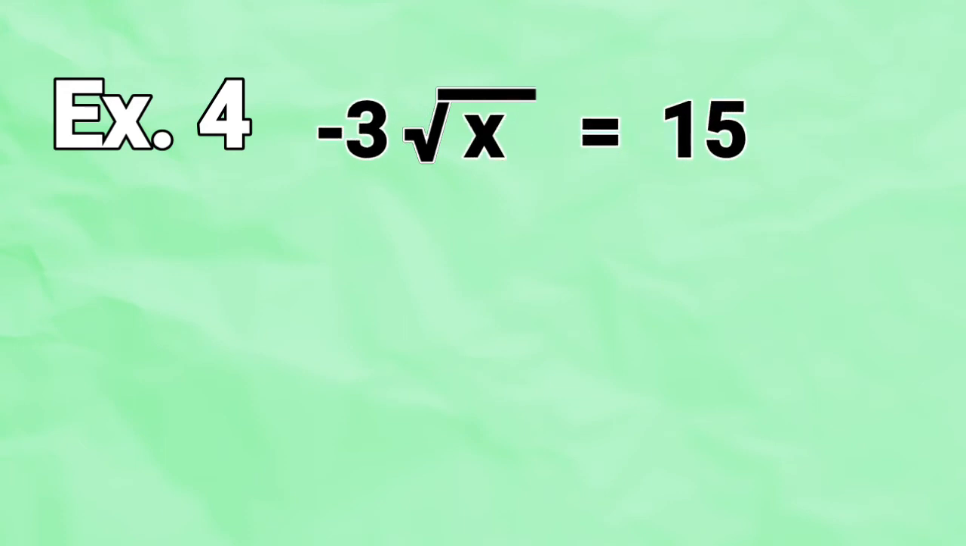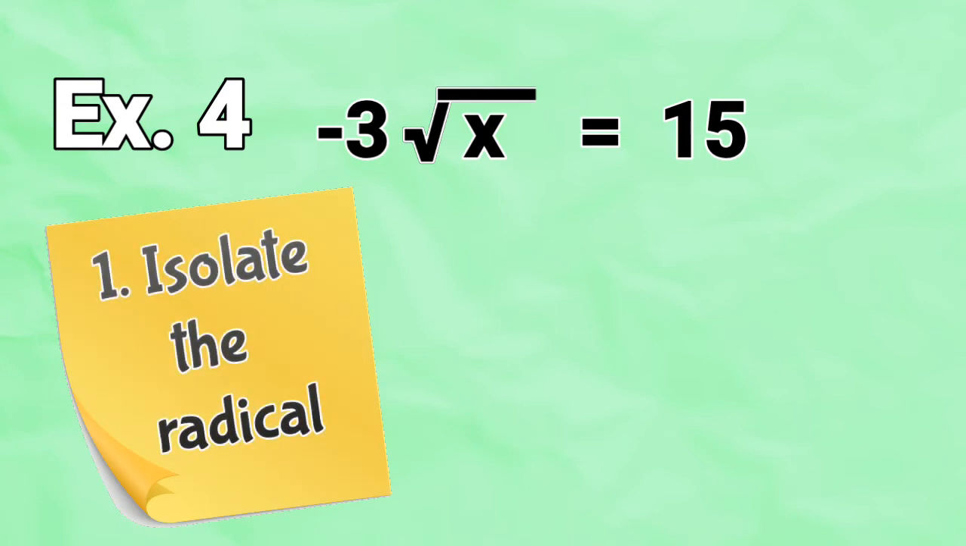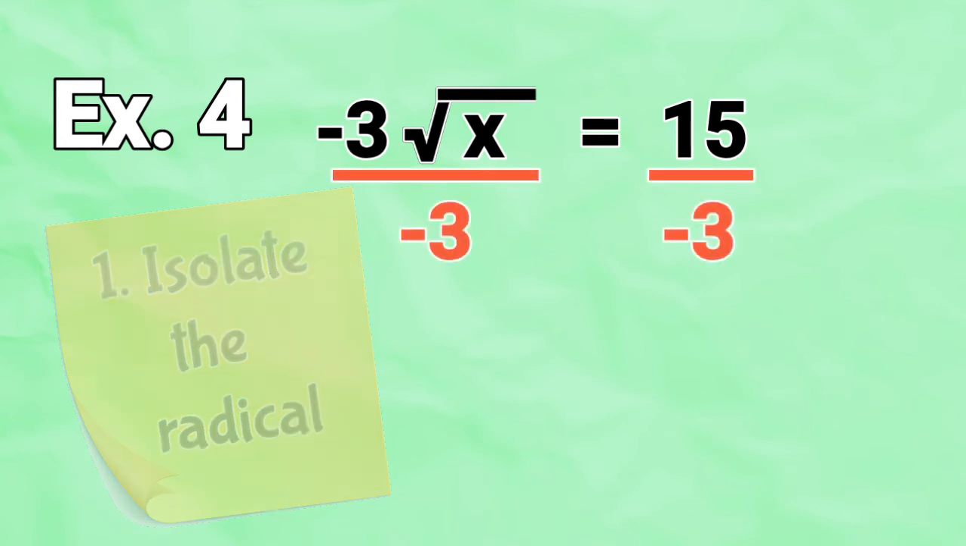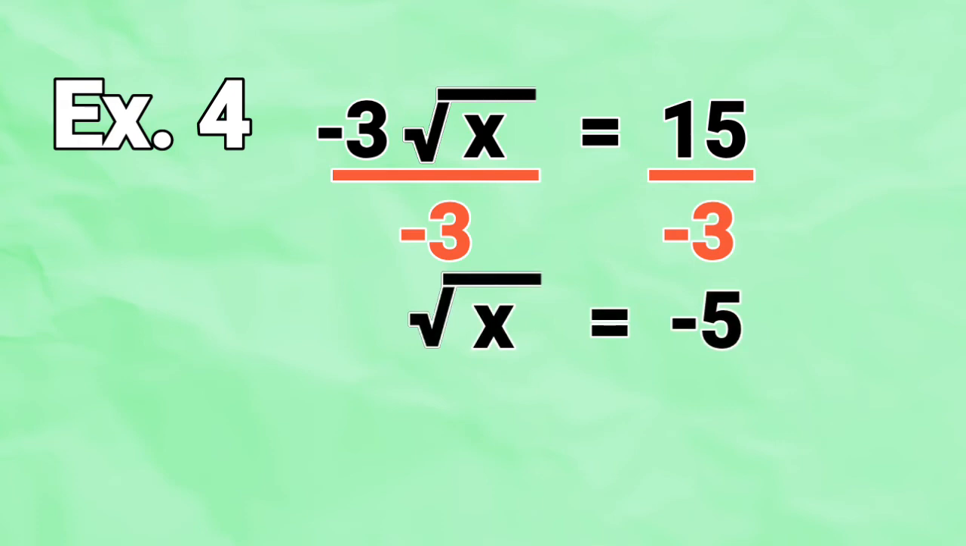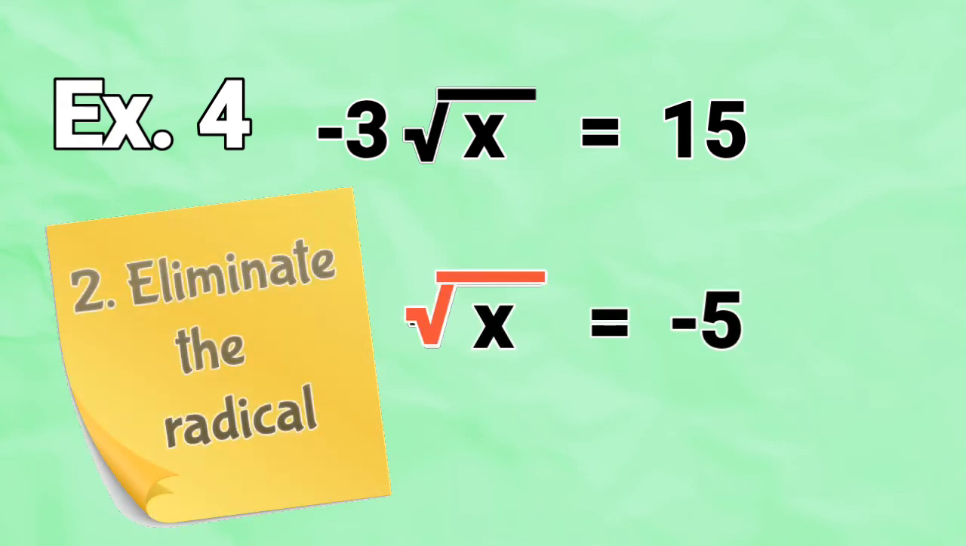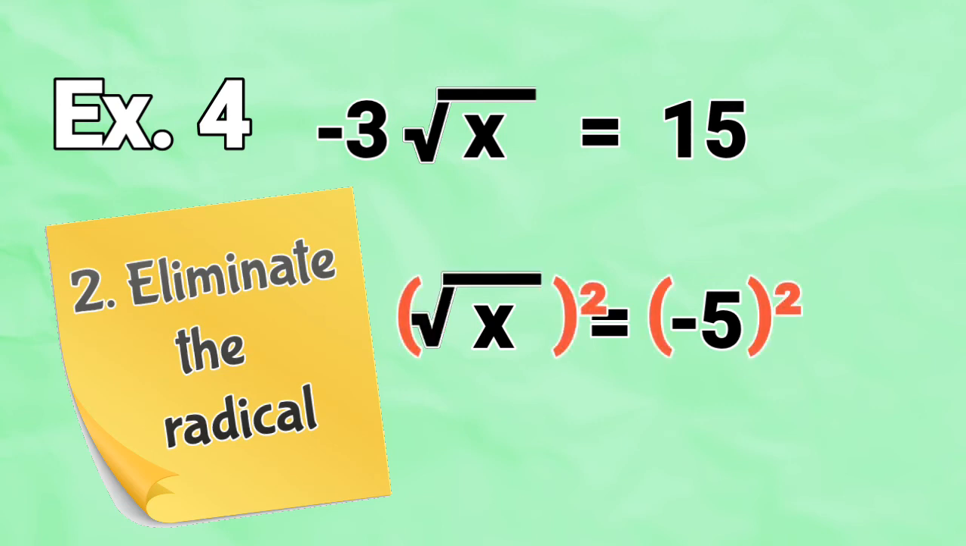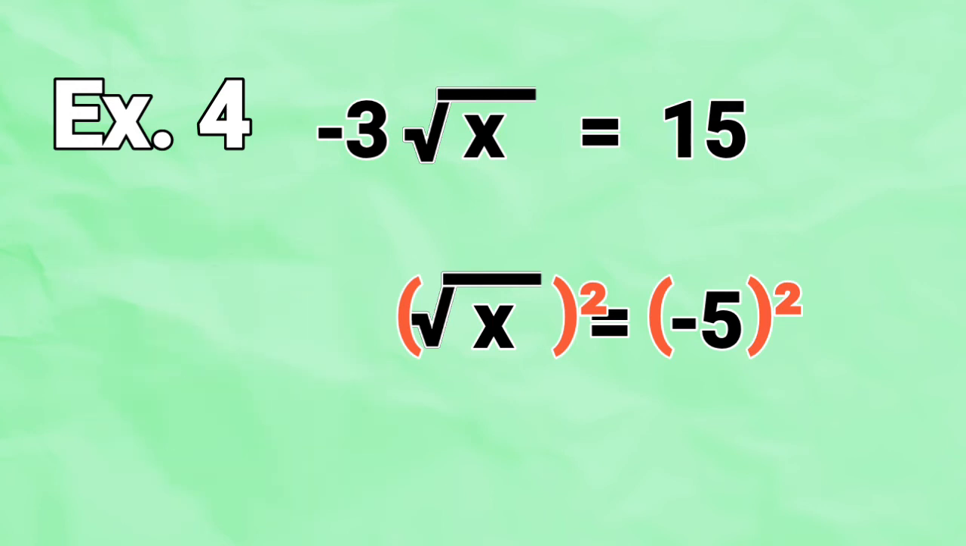So for our last example, we're going to look at why it's important to always check your answer for a radical equation. We have negative 3 times the square root of x equals 15. Again, our first step is to isolate the radical expression. So we'll divide both sides by negative 3, and we get the square root of x equals negative 5. Our next step is to eliminate the radical. So we'll square both sides of the equation, and we get x is equal to 25.